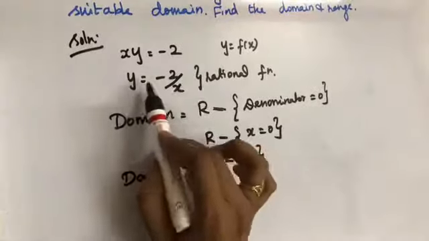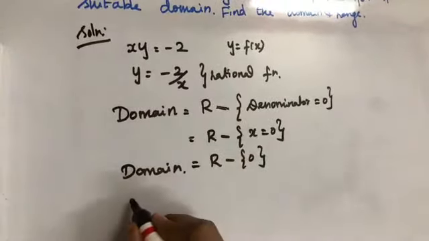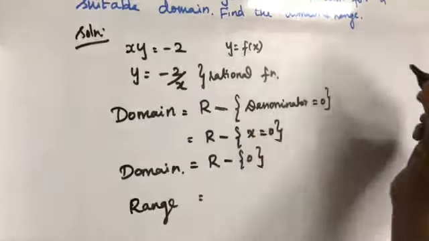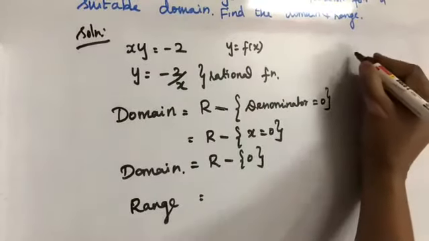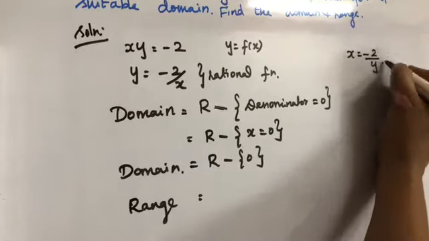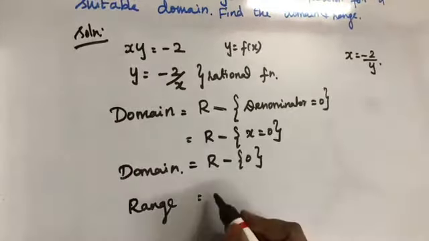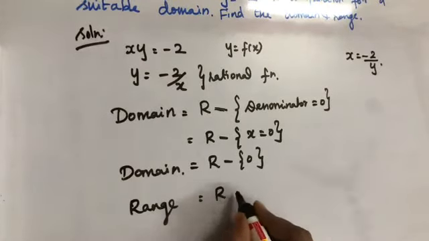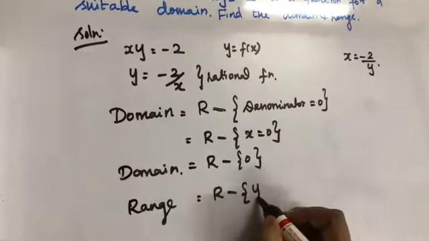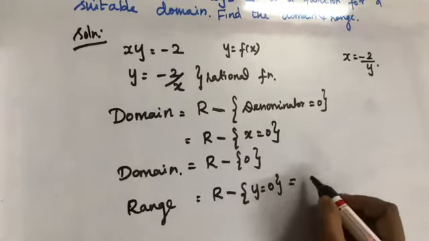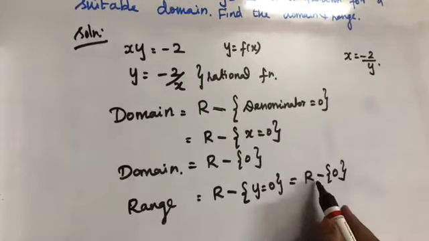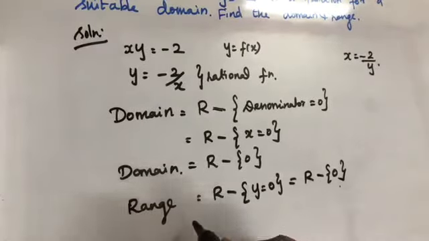So y is equal to minus 2 by x. Similarly, if I solve for x, then x is equal to minus 2 by y. So for the range also, the denominator y should not be equal to 0. That is R minus {0}. On the real number line, 0 is excluded for both domain and range.